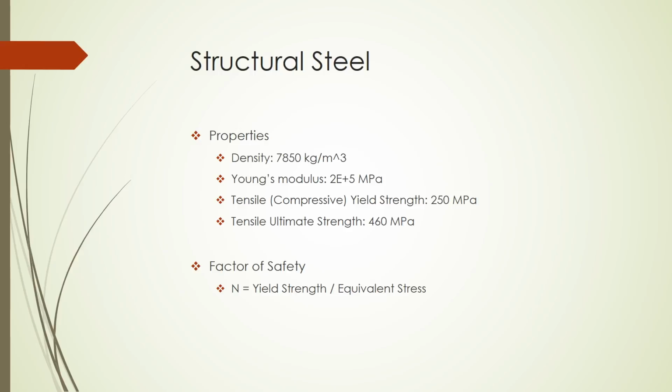Our bridge is made from structural steel, which has a density of 7,850 kg per cubic meter. The Young's modulus of steel is 2 times 10 to the 5th megapascal. The tensile yield strength is 250 megapascal. The tensile ultimate strength is 460 megapascal. We use yield strength divided by equivalent stress to calculate the factor of safety.